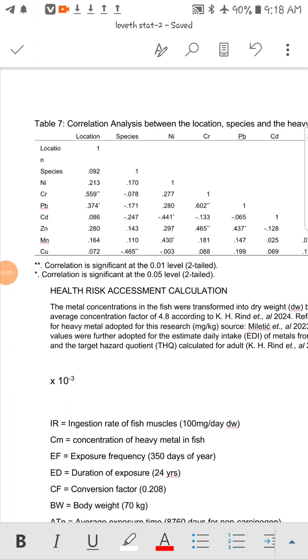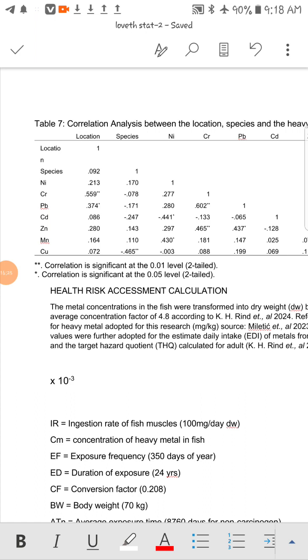And those with positive is telling you that it's going to start from the origin and increase upward. So that means increase in cadmium across, it also increases across the location. That is what it's telling you. It's basically telling you the direction of the relationship. Is it negative? Is it positive?